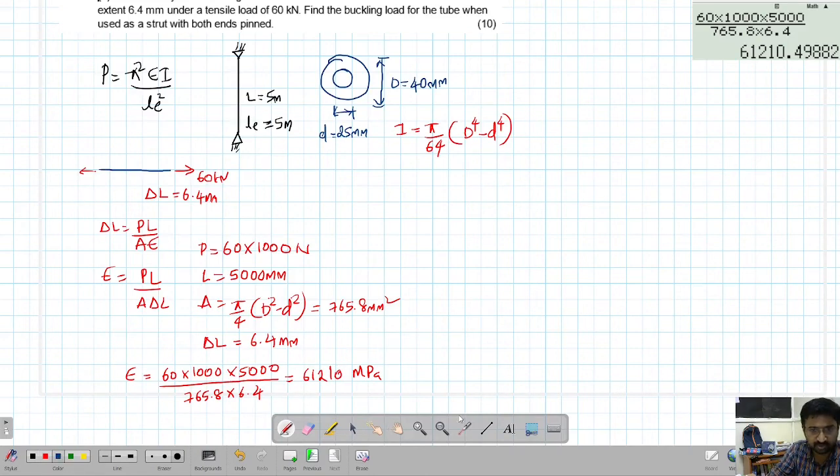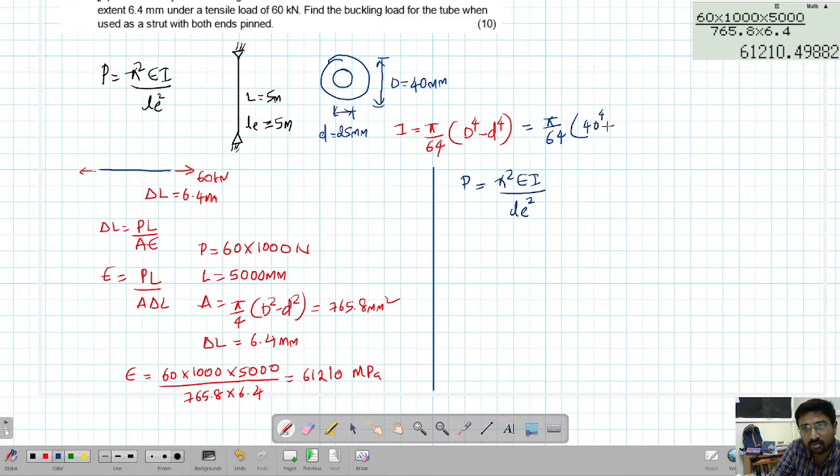Now we can directly calculate the buckling load. It is straightforward. Everything we have now. P is given by pi square EI upon LE square. E is known. We have to calculate the value of I, so let's just calculate that. I is given by pi by 64 times capital D, 40 raised to 4, minus 25 raised to 4.